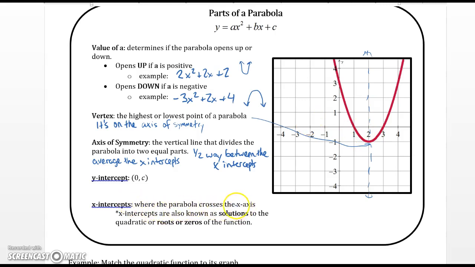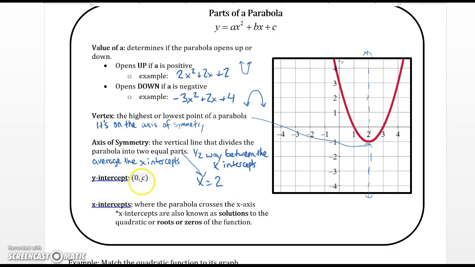X-intercepts are where the parabola crosses the x-axis. Remember we talked about this in the last chapter. They're called solutions, roots, or zeros of the function. Again, the way you write the axis of symmetry, I'm going to go back to this one for a second: the equation for the axis of symmetry would be x equals 2. So that's your equation for this axis of symmetry.